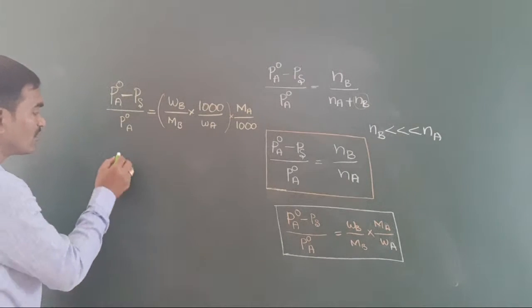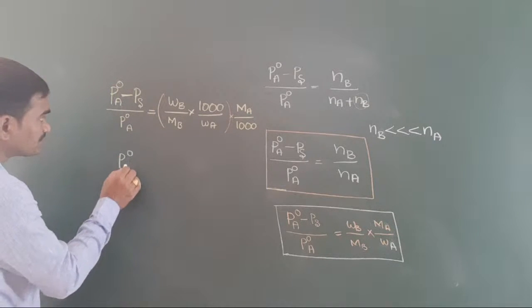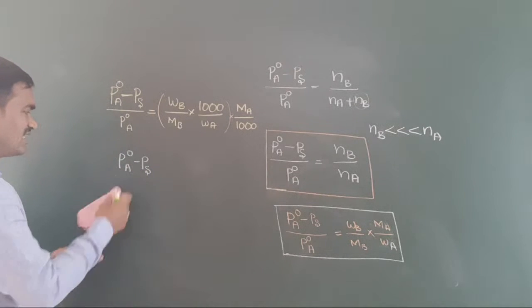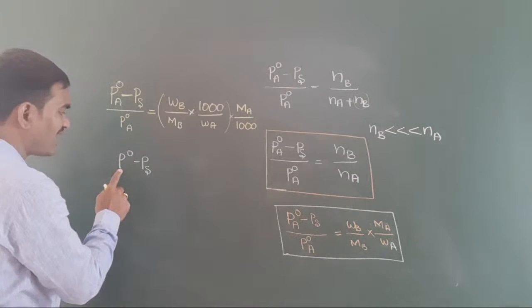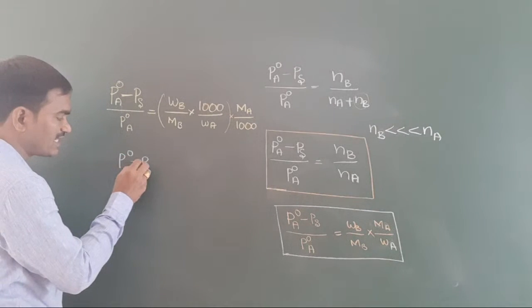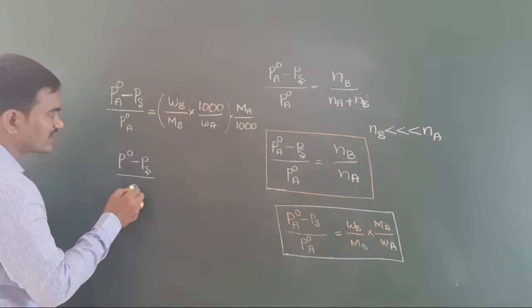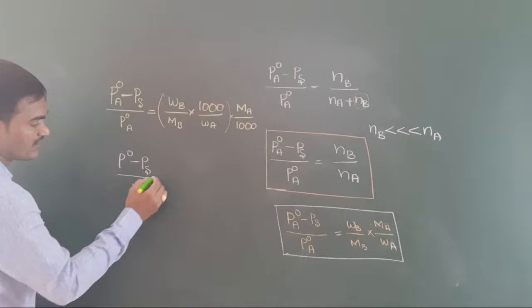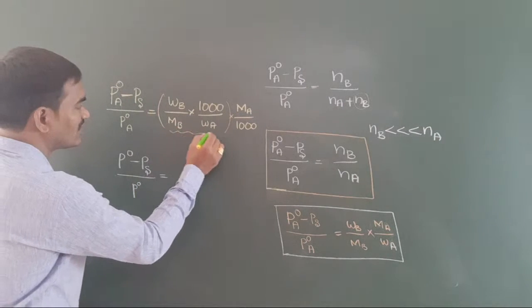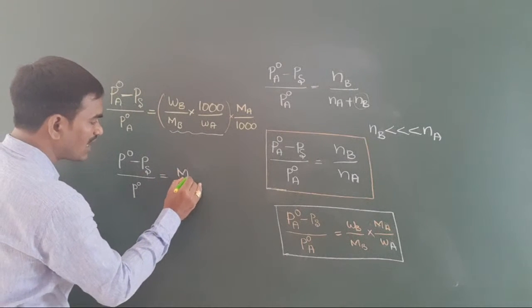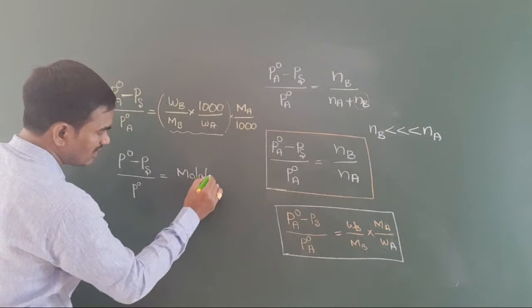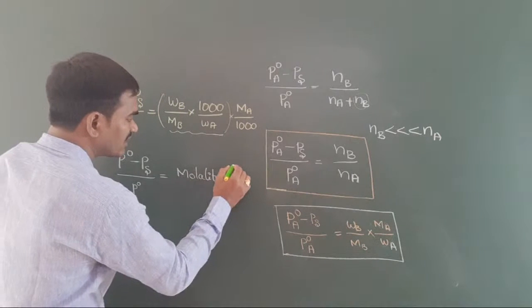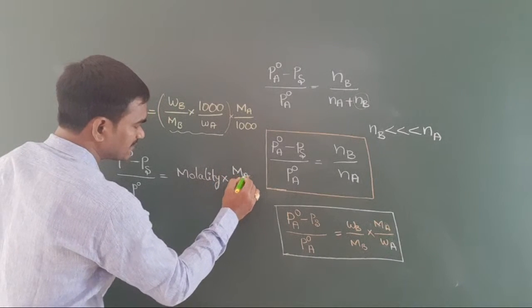Therefore what we are getting here is (P naught A minus PS) by P naught A. You can also write pure solvent vapor pressure minus solution vapor pressure, by P naught A. Instead of this whole term, what can we write here? Molality. You can write molality into capital M A by 1000.